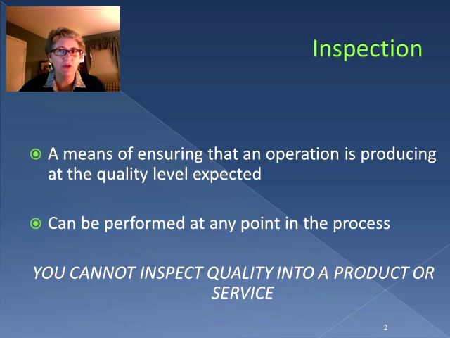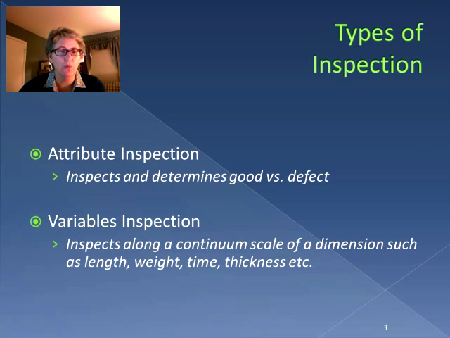We're going to be talking about two different kinds of inspection. One is attribute inspection, and the other one is variables inspection. An attribute inspection is a simple good versus defect. We're going to be looking at the product or the service and identifying whether there are defects in the product or whether the product itself is defective.